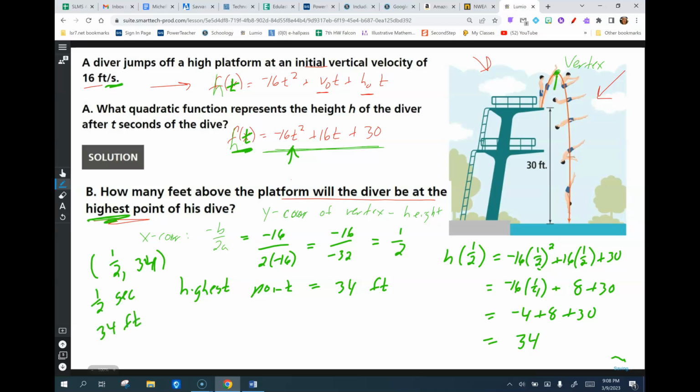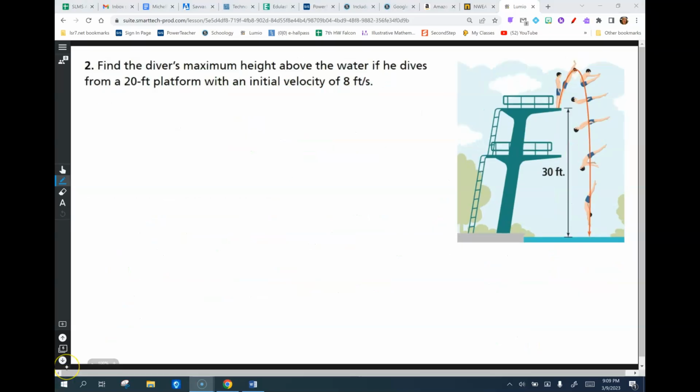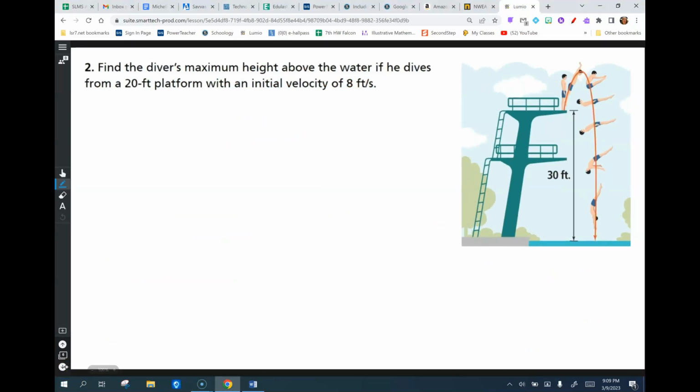So sometimes they'll ask us, how much time did it take? That's going to be the x-coordinate of your vertex. When they ask us the height, that's going to be the y-coordinate of your vertex. Okay, notice that axis of symmetry goes right through here, and that's going to be hitting at 1/2, your time. So if this were on a graph, this would be time down here, and this would be height over here, or feet.